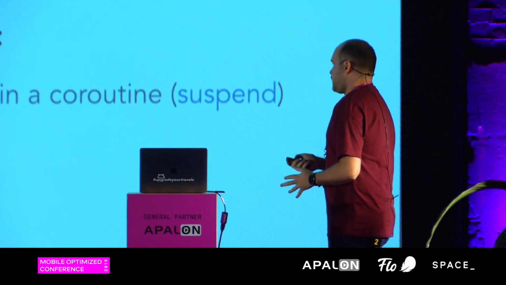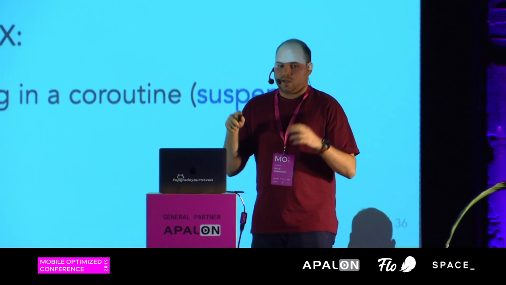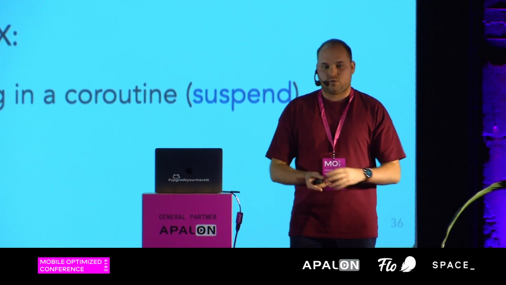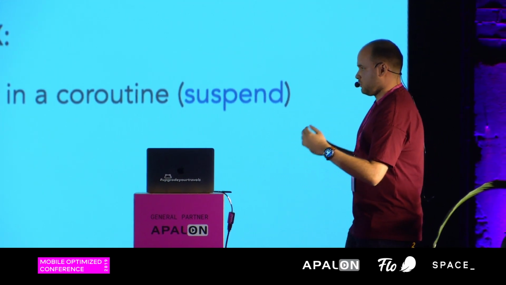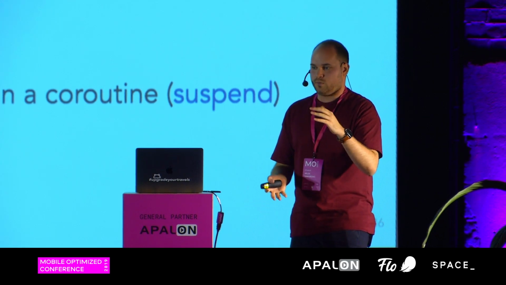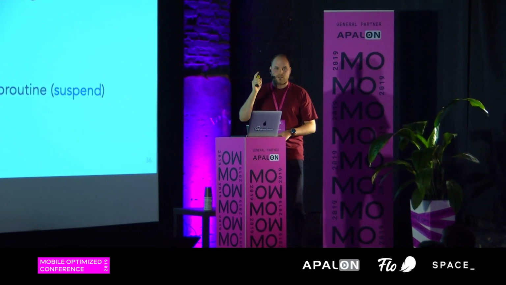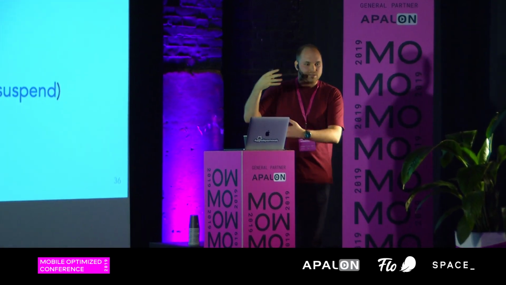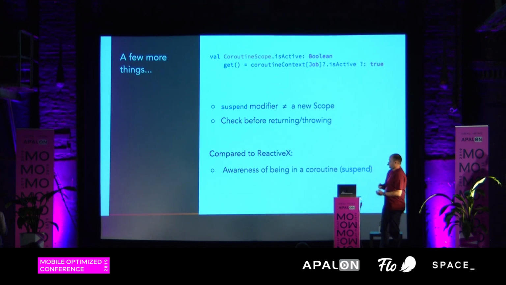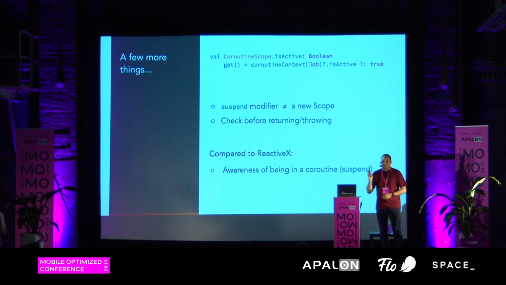And in comparison to Rx, you are aware of being in a coroutine because you are in a suspending function or in a suspend lambda, and your coroutine code, the whole of it, can be aware that you're doing something within a coroutine. Whereas with Rx, you say single from callable, and inside of the callable, you have no idea whether you're running in Rx or in some other thread mechanism, whatever it is, you don't know. With coroutines, now using this flag, you can for sure know if it's alive or not, and then, of course, with the suspend keyword, you're fully aware that you're running in a suspending function.